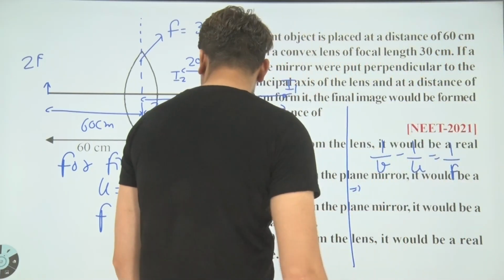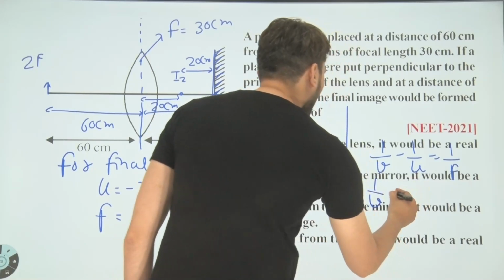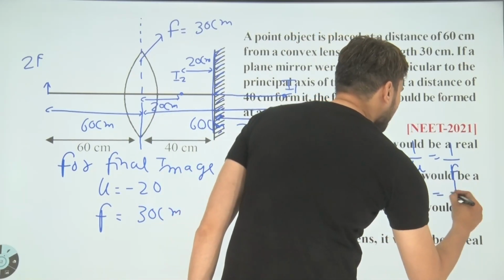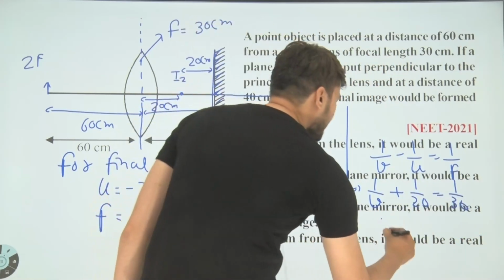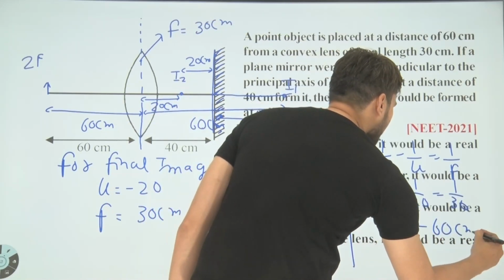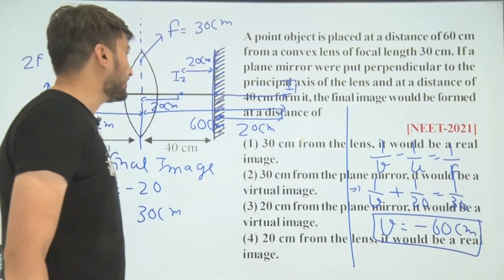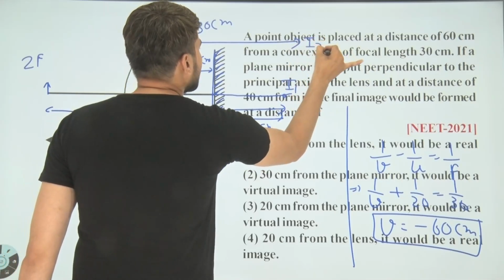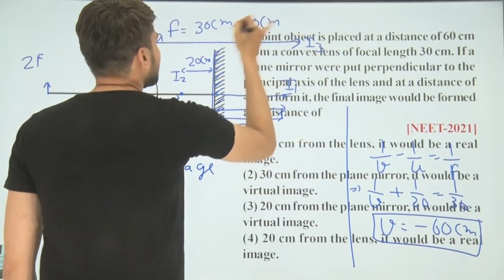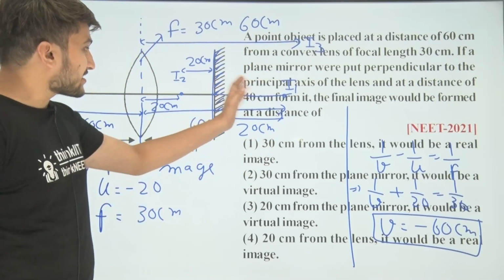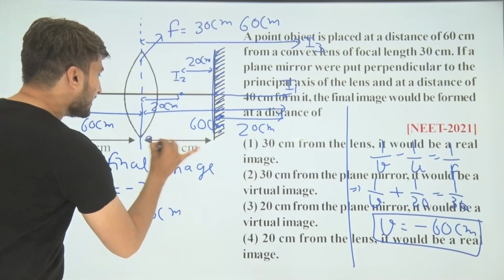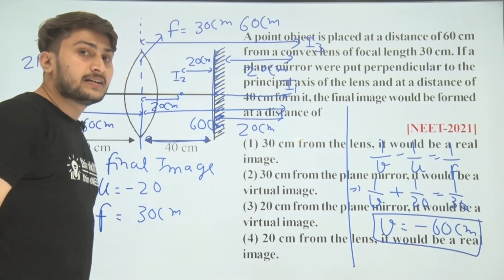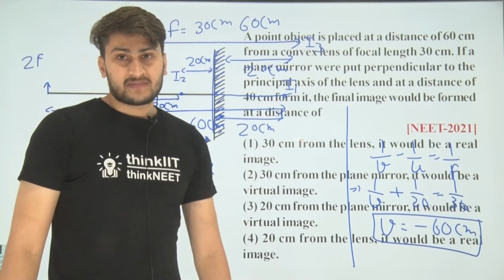So 1 upon V equals 1 upon F plus 1 upon U; the value of U is minus 20, so this one is plus 1 by 20, and the focal length is 30. If we solve this equation, V comes out minus 60 centimeter. So the final image, which is I3, is at a distance of 60 centimeter. Now the distance from the plane mirror: this is our 40 centimeter, so the remaining distance is 20 centimeter, and the image is formed virtual.